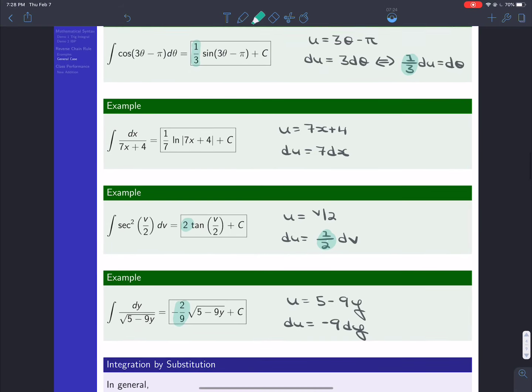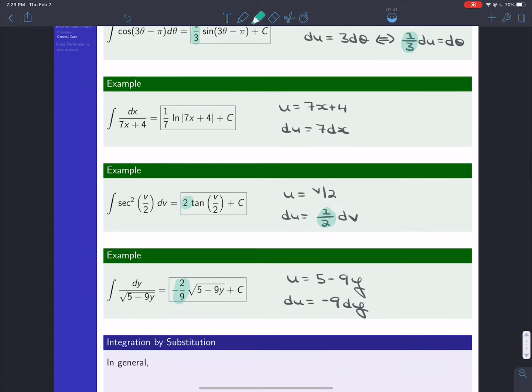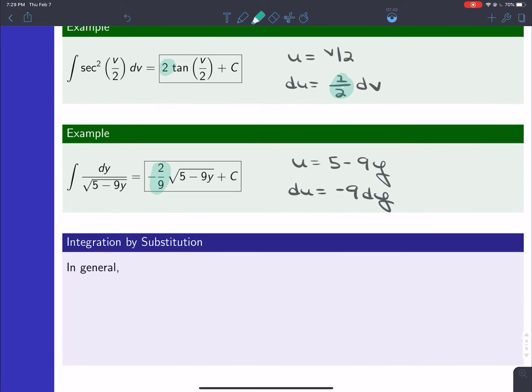Now, if you look at these 4 examples as a whole, I want you to notice that these were all composition functions. So in the first example, we had a linear function composition within a trig function. For the next example, we had a linear function compositioned into a rational function, and so forth and so forth. So it turns out that we can actually generalize this idea of reverse chain rule, or again, synonymously, integration by substitution. That's really what it is.